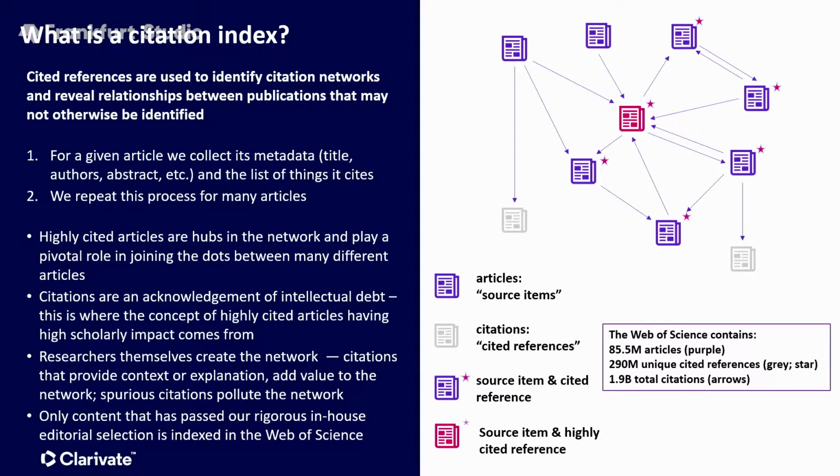To give you a sense of scale, the Web of Science contains over 85 million articles, almost 300 million unique cited references, and almost 2 billion total citations. What we have here in the middle is the little article that's shown in red. And this is a highly cited article. Highly cited articles play a really important part in the citation network by bringing together many, many dots, many, many articles.